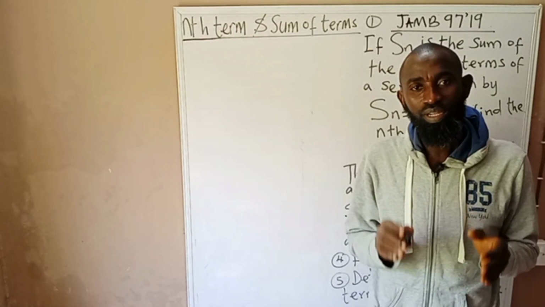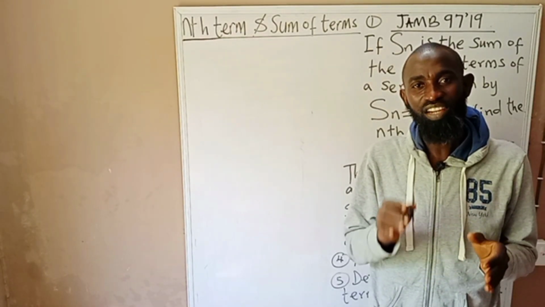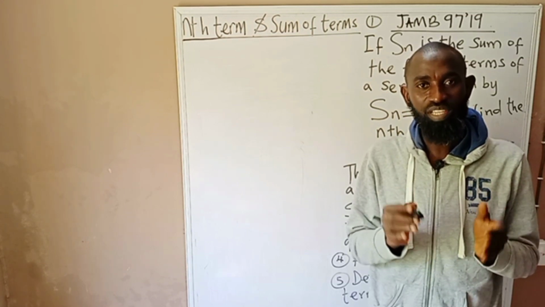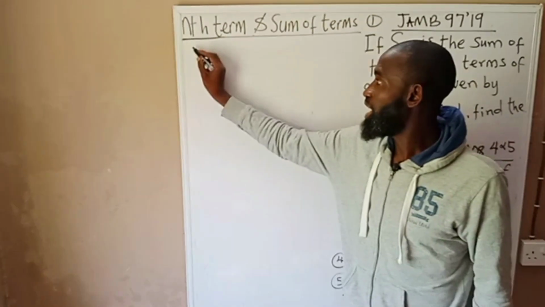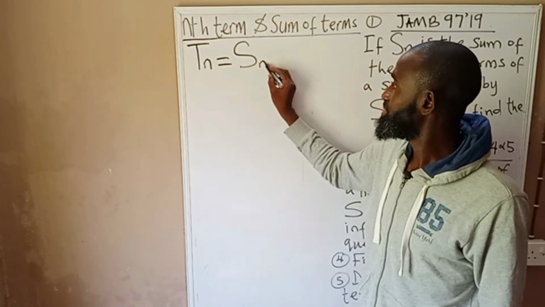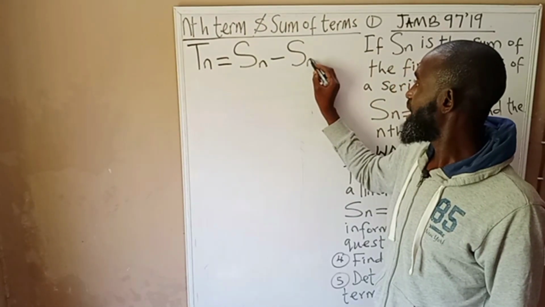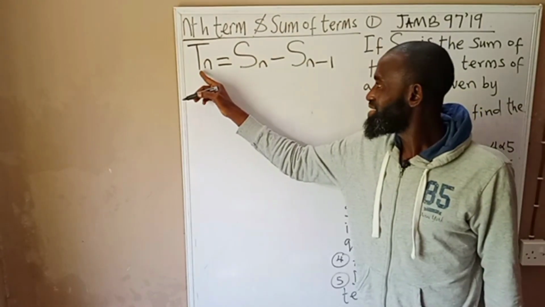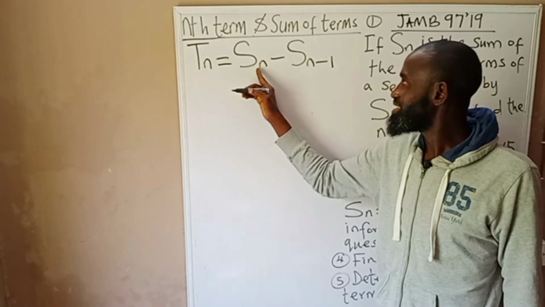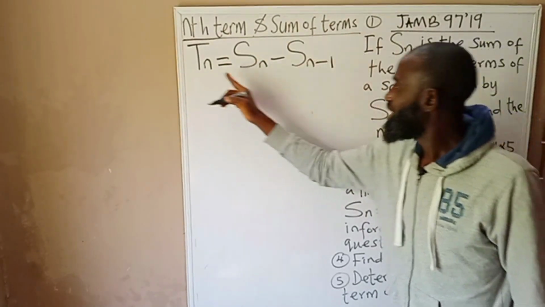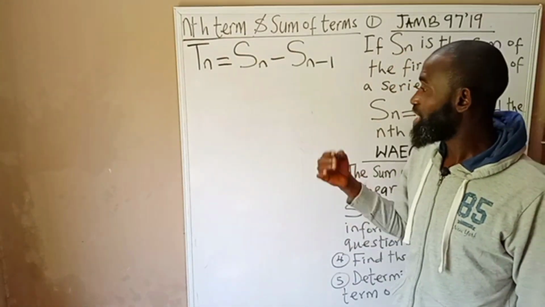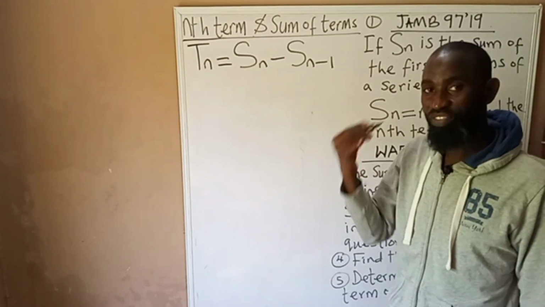There is a formula that connects the nth term of an arithmetic progression, which we call AP, with its sum of terms. The formula is, for every Tn, we must have Sn minus Sn minus 1, where Tn is the symbol for nth term, Sn is the symbol for sum of terms, and n, ordinary n, is the number of terms.